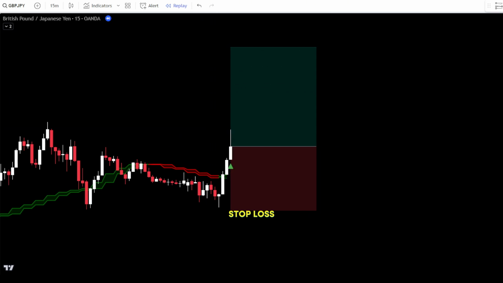Set your stop loss at the most recent low. Use a take-profit target with a risk-to-reward ratio of 1 to 1.5.